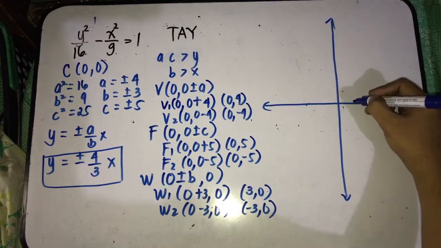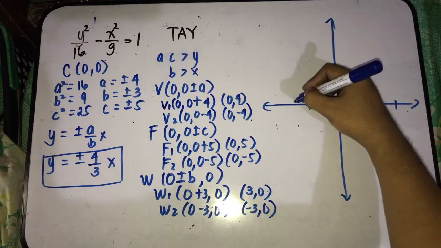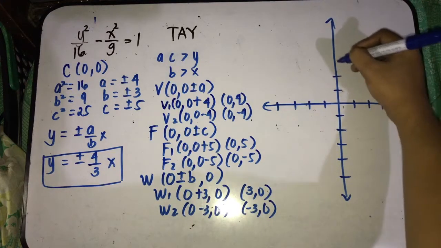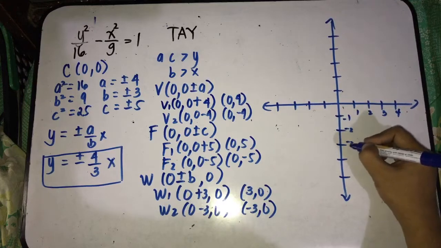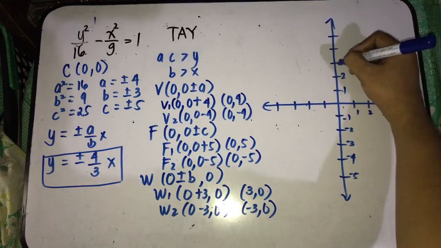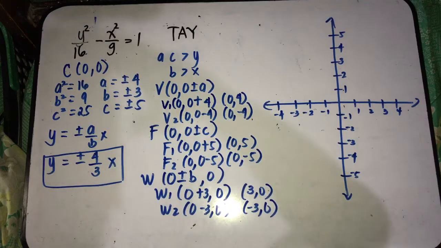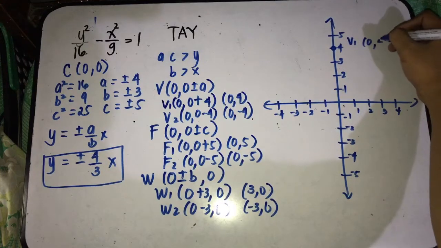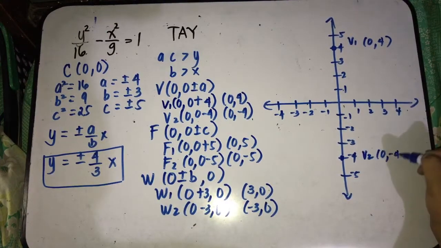Let us now try to graph these important points: the vertices, the foci, and the co-vertices of the conjugate axis, so that we will be able to graph the hyperbola using the auxiliary rectangle. Again, I am only graphing W, the co-vertices, because that will serve as the endpoints of the auxiliary rectangle for the conjugate axis. Some of the books will not tell you to graph the W or the co-vertices, because we're only asked to graph V1, V2, F1, F2, and the center.